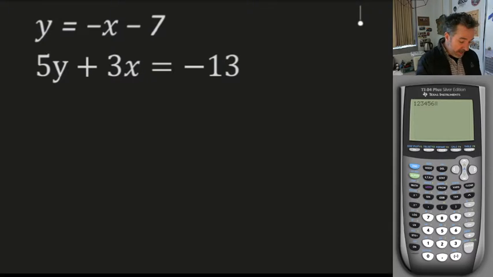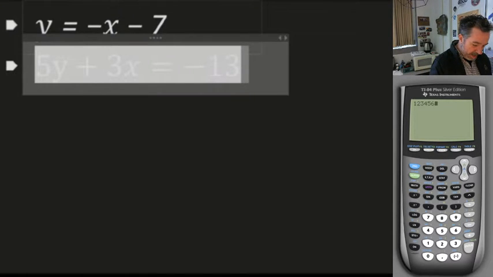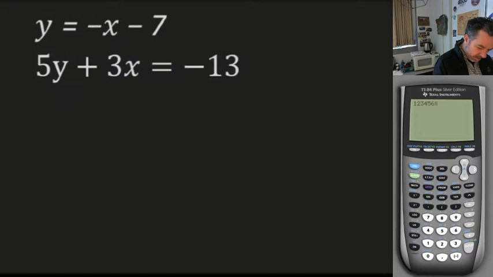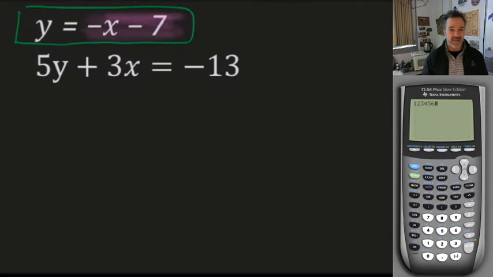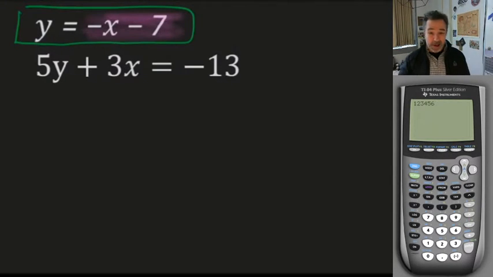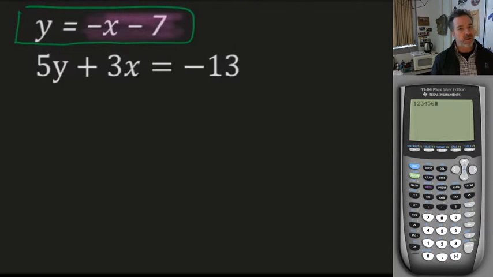So the top equation's beautiful and it's ready to go, right? In that top equation, I can see that we clearly have y all alone, and I know that y is equivalent to the opposite of x minus 7. Y's alone, we know what it is. The bottom equation, not so much, right? So in the bottom equation, and this is one of the reasons why we've practiced this a lot, we should be able to solve that equation for y, right?